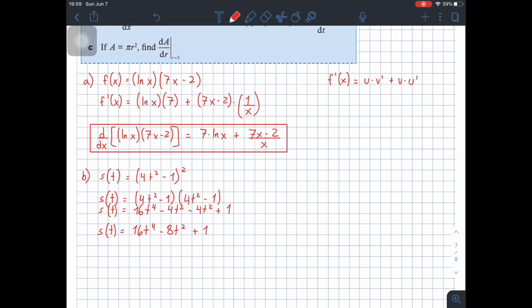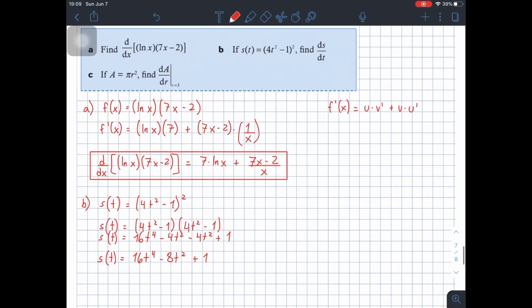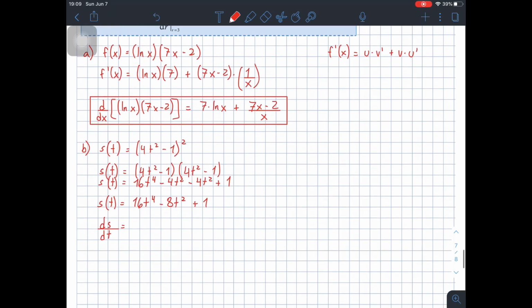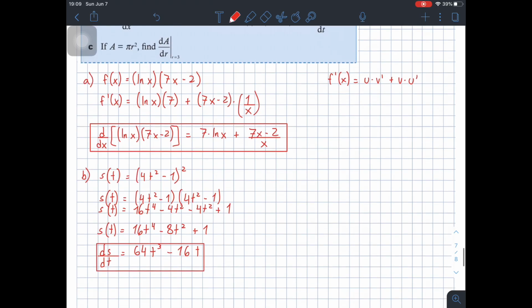So now we can differentiate this much more easily. I'm going to use this notation. So ds, the derivative of s with respect to t, is equal to 16 times 4, that's 64, right? 64t cubed minus 16t plus 0, right? So this is the derivative of s with respect to t.